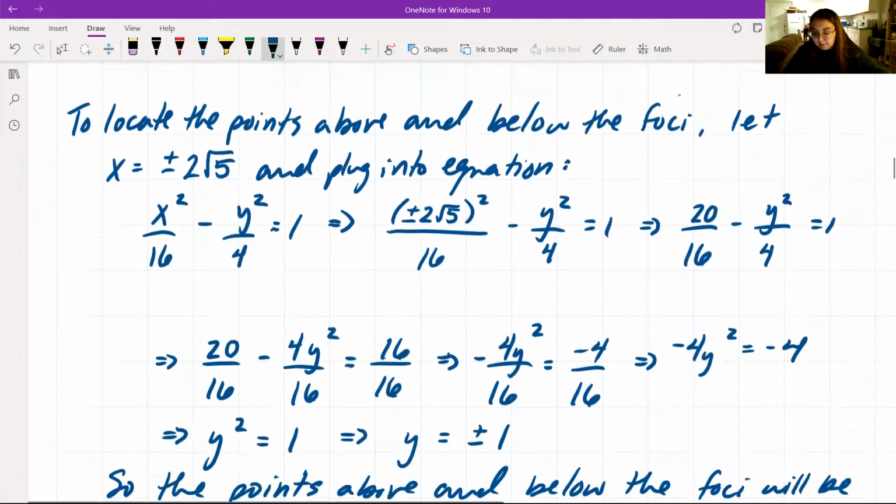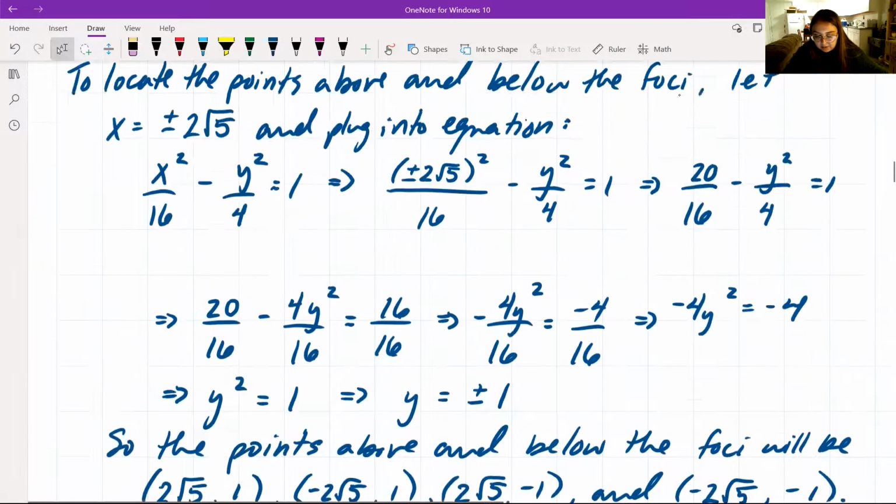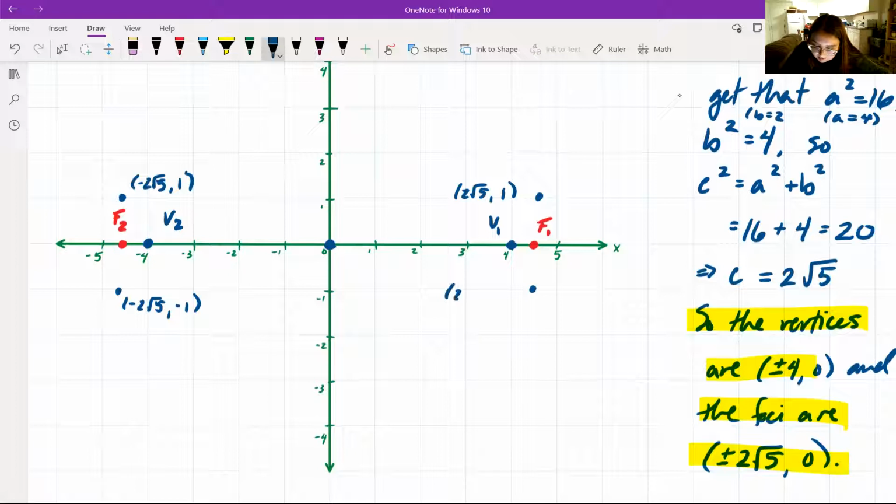Then we have our points above and below the foci. So the points we determined are going to be at the same x value and then add positive and negative 1. So above the value that we already have, right about here and right about here. Same thing here and here. So this is our negative 2 times the square root of 5, 1, and this is our negative 2 times the square root of 5, negative 1. This is our 2 times square root of 5, 1. And this is our 2 times the square root of 5, negative 1.